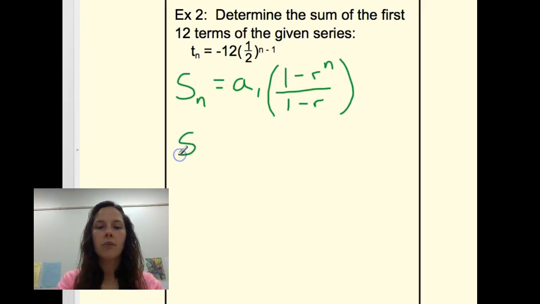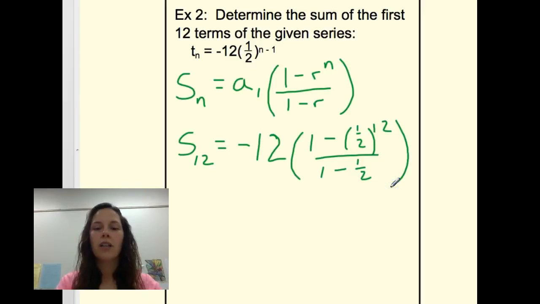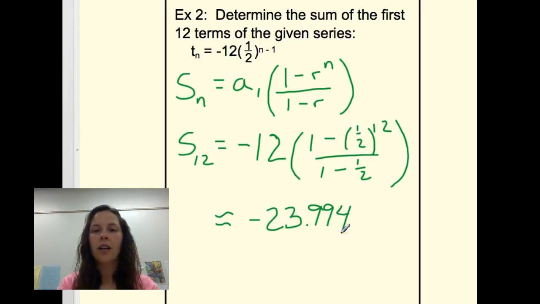Substituting what we know, we are summing the first 12 terms. The first term, so we need to substitute 1 in for n, which would be to the 0 power. So our first term is that negative 12. This is our explicit formula, times 1 minus that common ratio of 1/2 to the 12th power, all over 1 minus 1/2. Again, punching this into your calculator, we get a sum of approximately negative 23.994. Again, if you want to round that to negative 24, that would be fine.